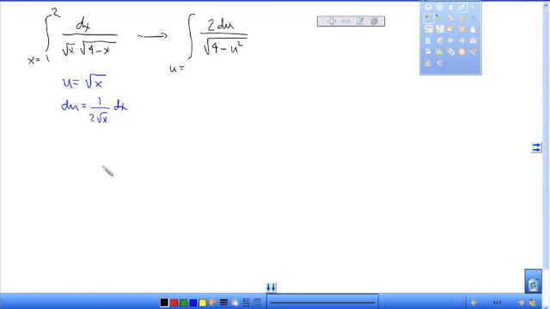I also need to change my bounds, and when I do that, I plug 1 in for the square root of x, which is still 1, and I plug 2 in for x in the square root of x, which is the square root of 2. And this integral starts to look a little bit more like an inverse sine function. The deal is that I have got to take that 4 there, and I need that to be a 1.